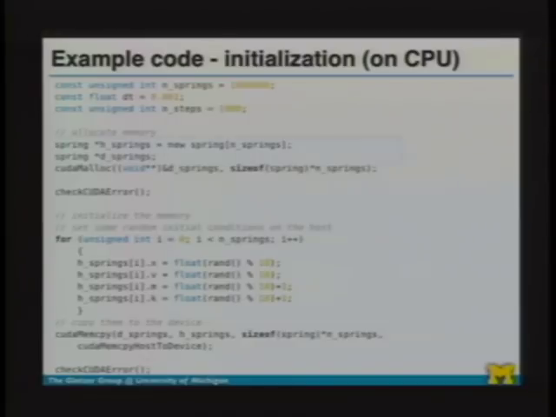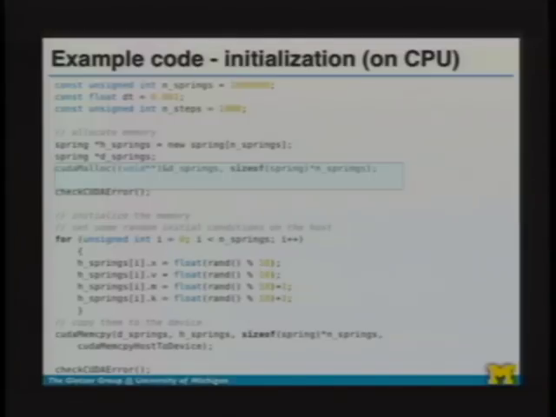And what do we do? Well, beside some constants, we allocate memory. This is just using the new operator in C++ to allocate memory for the springs. Now remember that the GPU has its own device memory, and it's separate from the host memory that's attached to the CPU. Two separate memory spaces. So there's a second type of call, a CUDA API called cudaMalloc, that allocates a block of memory on the device. So new allocates memory on the host, cudaMalloc allocates memory on the device.